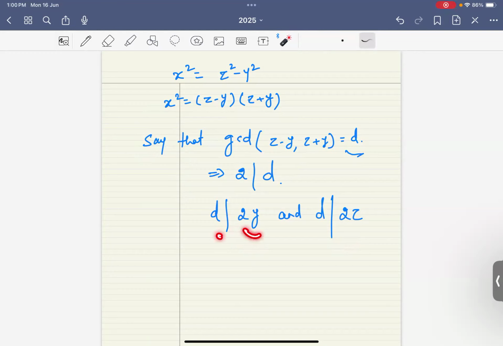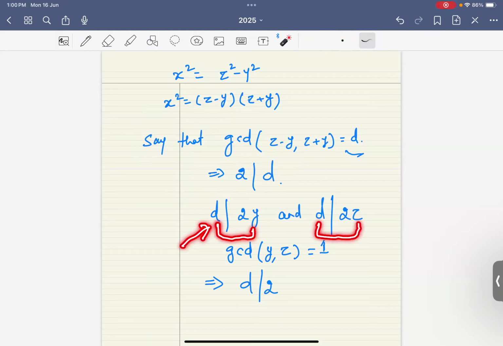Well, D divides 2y and D divides 2z. And we know that GCD of y and z is 1 from our earlier assumption. That essentially means that D divides 2. Because come to think about it, if there is any prime number which is contained in y and that's also contained in D, then D will not be able to divide 2z, because y and z are co-prime.